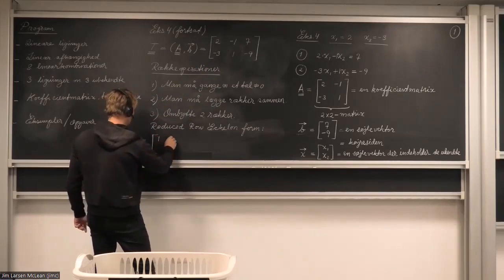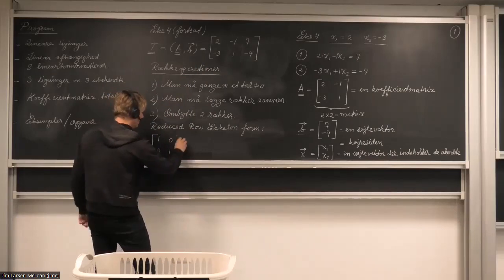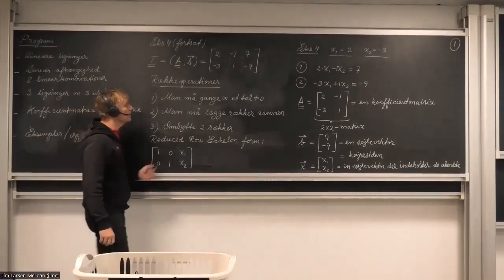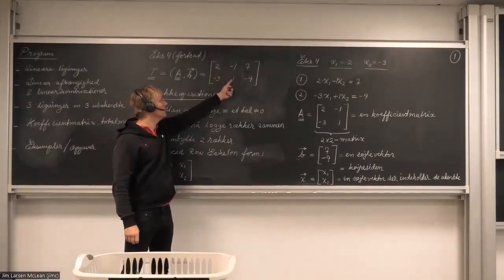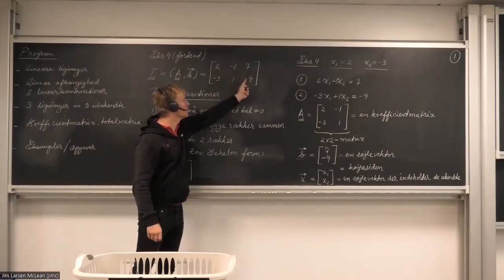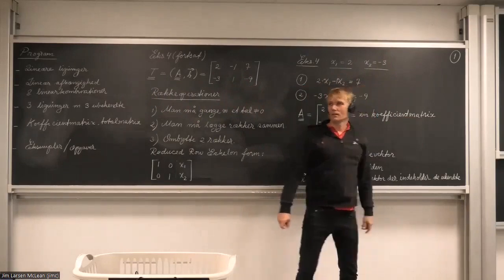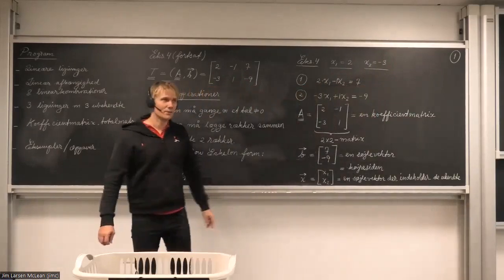1 0 0 1. And here will be x1 and x2. So if I can work some magic with that matrix, you'll see a 1 here and a 1 here and a 0 here and a 0 there. And what will appear here will be the 2 solutions, 2 and minus 3. And it's really clever that it works like that.